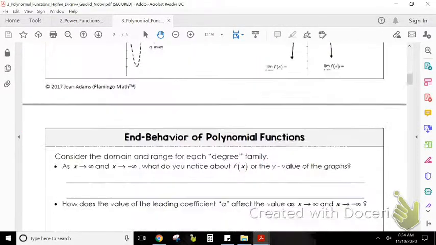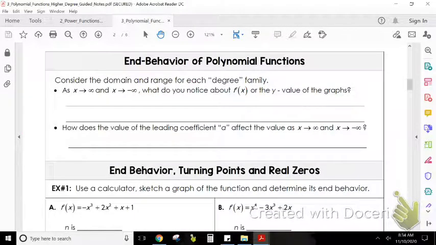All right, so let's talk about the end behavior of polynomial functions, what we were just looking at. So consider the domain and range for each degree family, so odd and even. As x goes towards infinity and x goes towards negative infinity, what did you notice about f of x, or the y values of the graph? All right, so on the even powers, or degree, whatever, okay? On the even powers, the end behavior was the same.